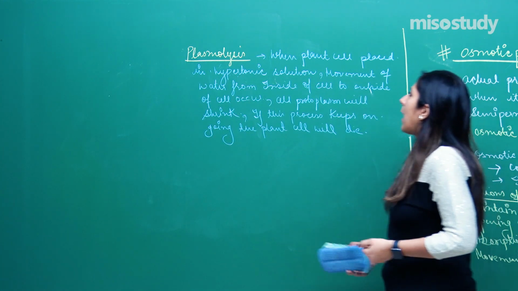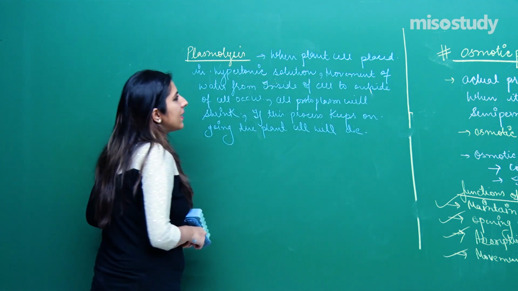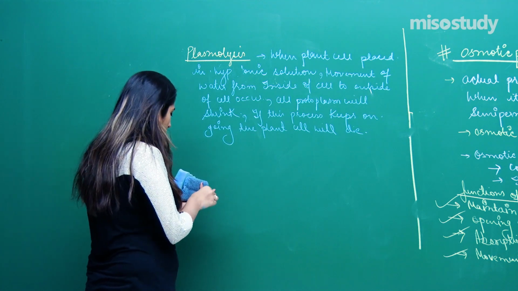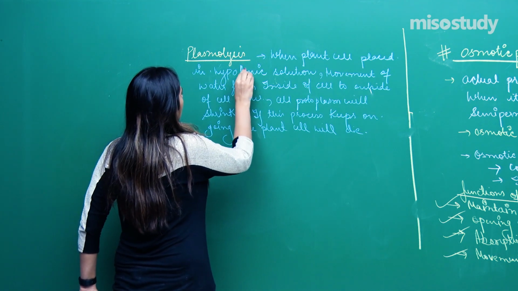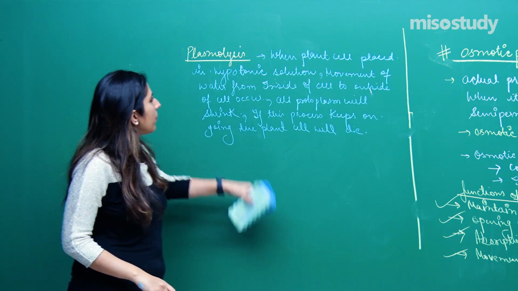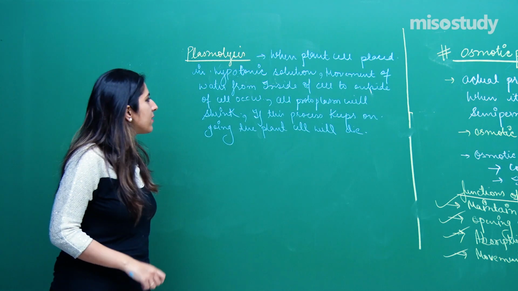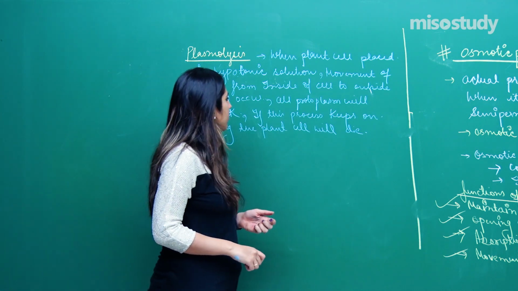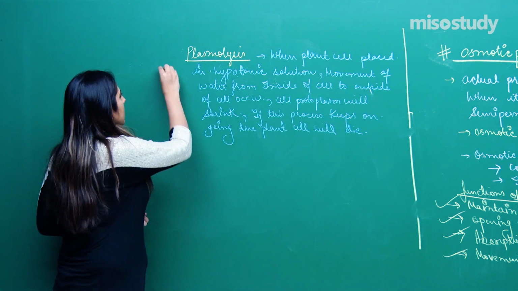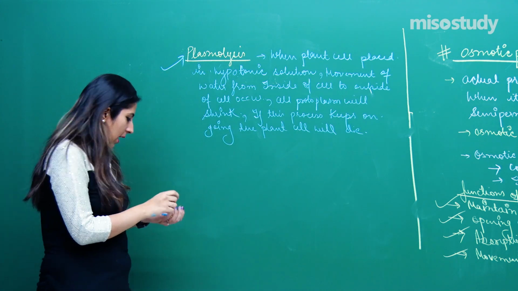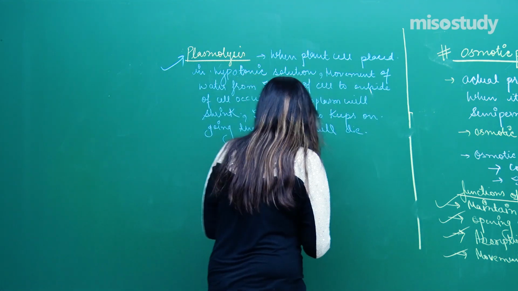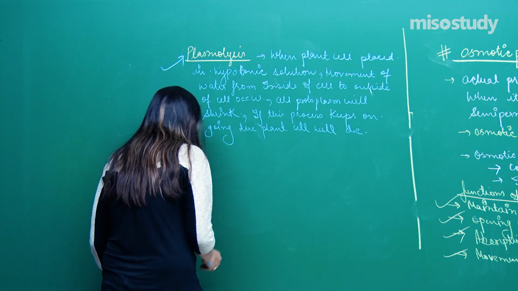So students, this is plasmolysis. That means when a plant cell is placed in a hypertonic solution, because we know that the movement of the water occurs from hypotonic to the hypertonic solution, the movement of the water from inside of the cell to the outside of the cell will occur. The cell protoplasm will shrink. If this process keeps on going, the cell will ultimately die. This is called plasmolysis. Now, let's discuss the types of plasmolysis.